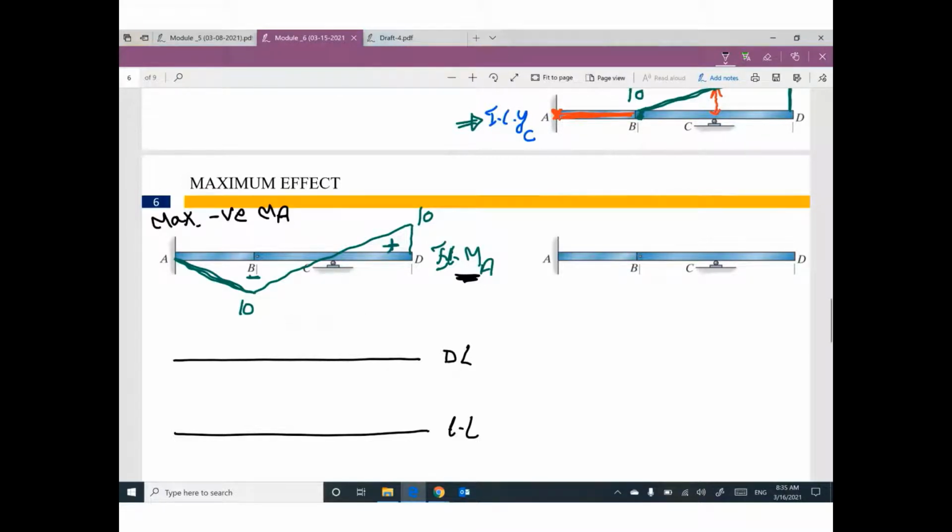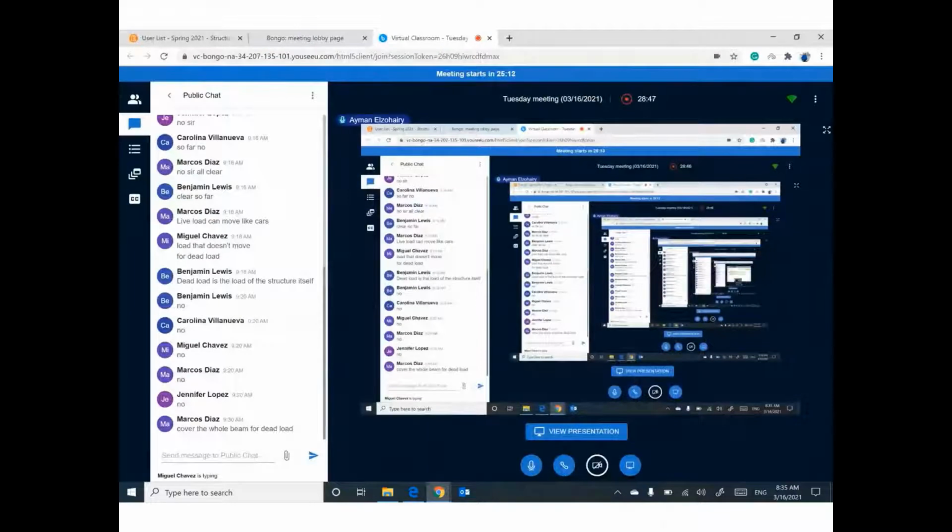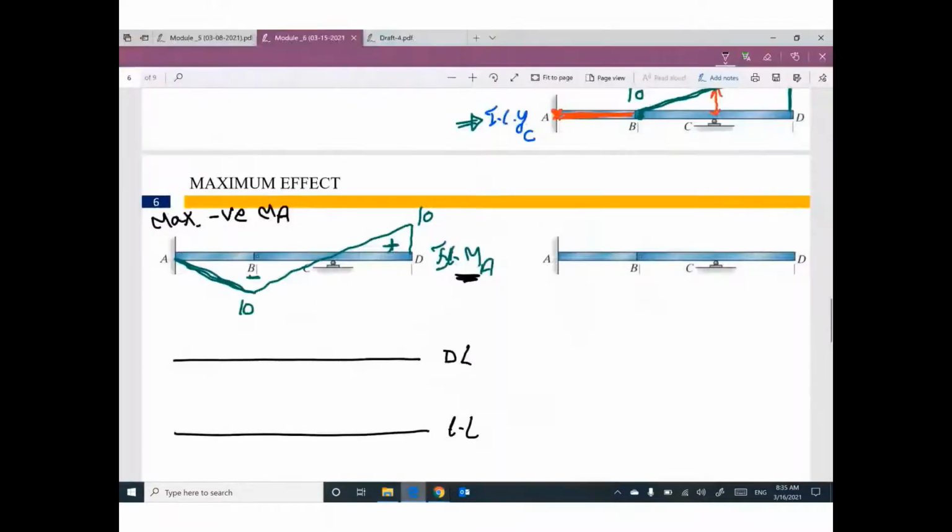Any answer? Do you think I can put it here between A and C, or between C and D? What is the choice for dead load 0.2 kip per foot? You don't need to think for dead load. No choice for dead load. Your value of dead load must cover the whole beam or the whole bridge. No choice.